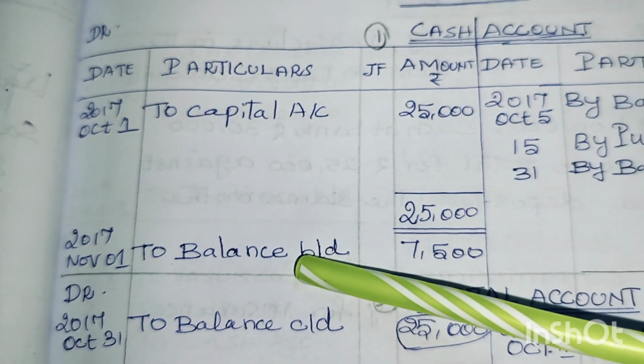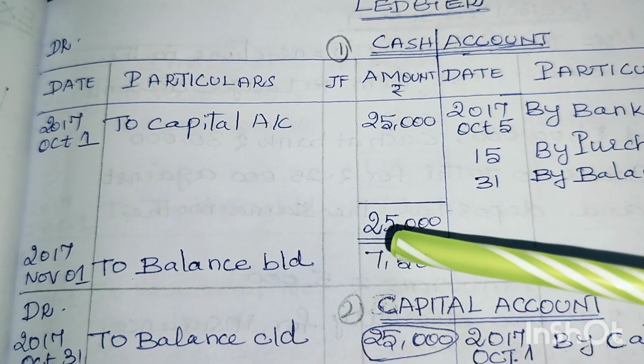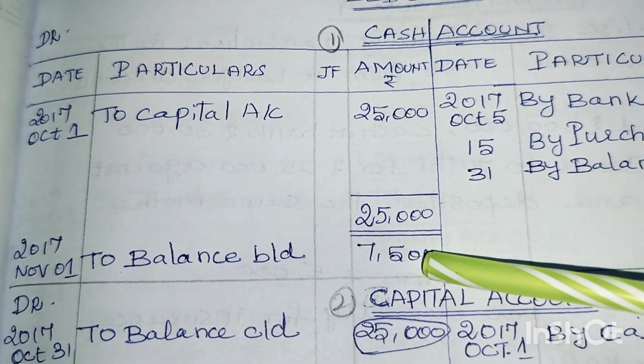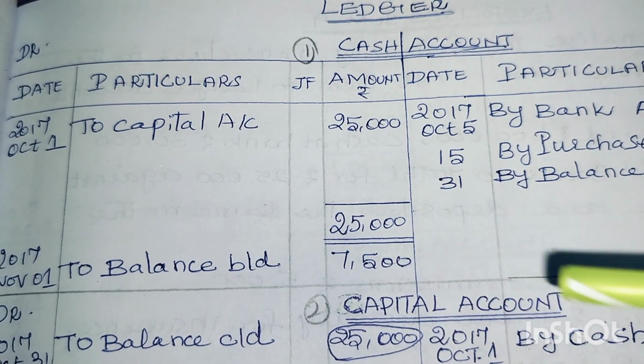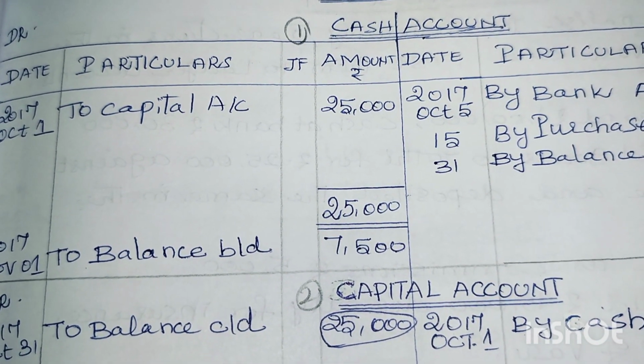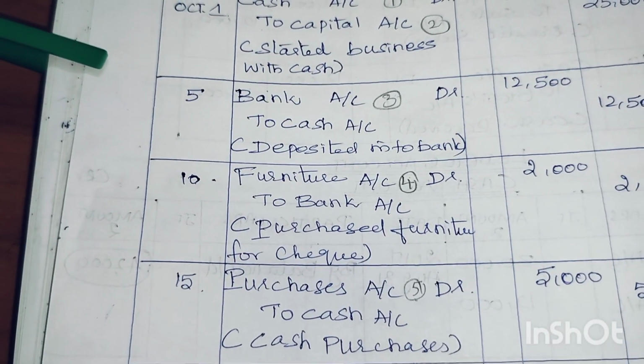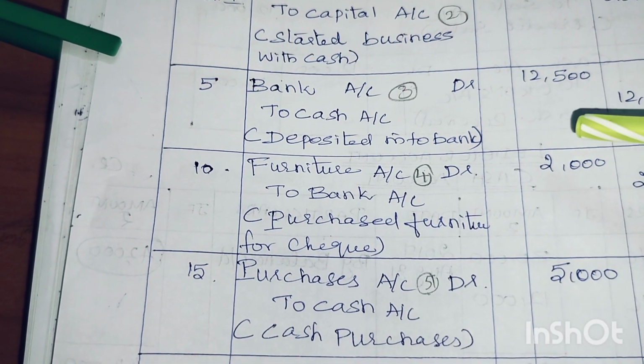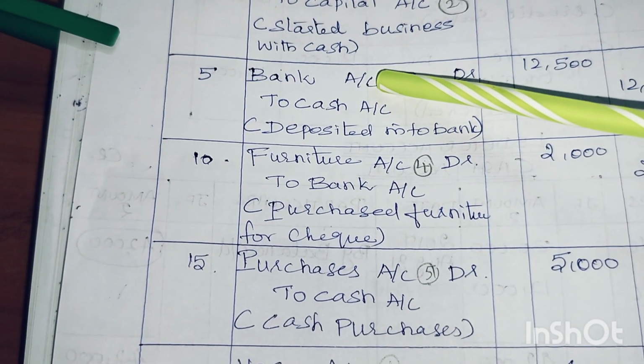Balance brought down is the opening balance of the cash account, rupees 7,500. So the cash account we posted on the ledger account. Okay, what is the next account we are going to post? Of course, the bank account we are going to post.